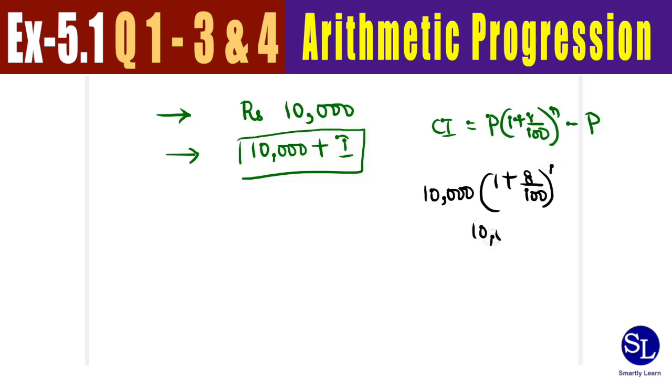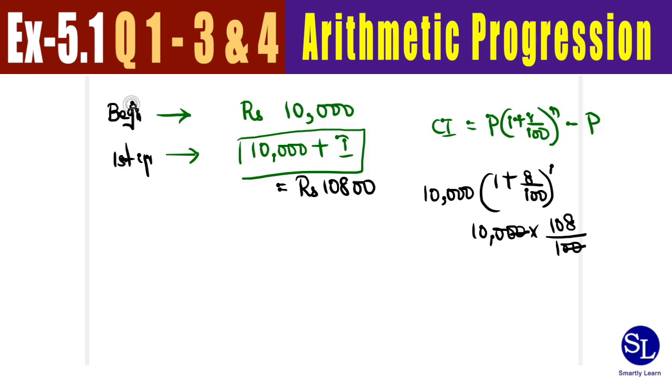So 10,000 into, after I take the LCM, this becomes 108 by 100. So I strike out two of these zeros. This is 108 followed by two zeros. So after the end of the first year, I'm going to get rupees 10800, which means I get an interest of 800. My principal remains. So the total amount after the end of the first year is rupees 10800. Now this is the beginning. So let me mark this as the beginning of the deposit.